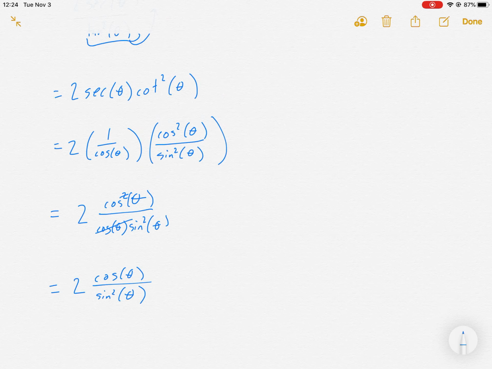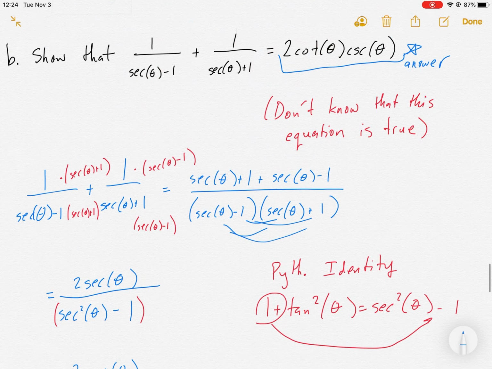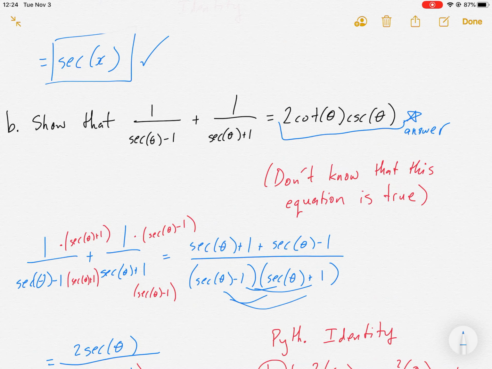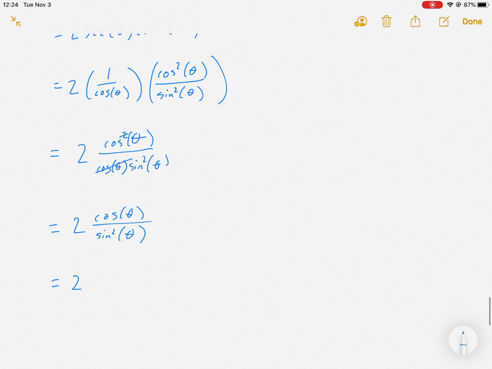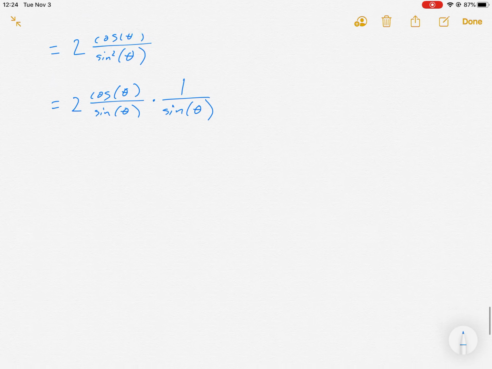Okay. It still doesn't quite look right. So let's take a look back up here at my answer. I need cotangent and I need cosecant. Now I know cosecant is 1 over sine. And I know cotangent is cosine over sine. So let's try to make this look like that. I could rewrite this as cosine of theta over sine of theta times 1 over sine of theta. And now we pretty much have it.